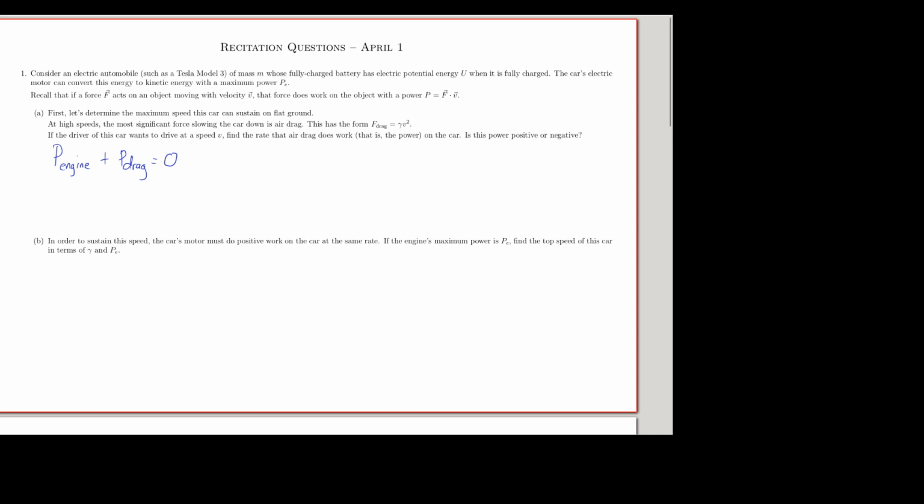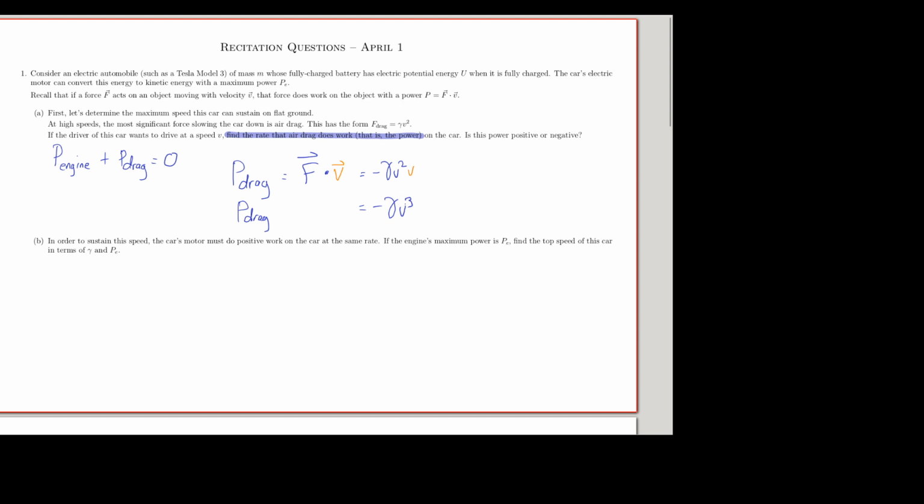So the first thing we're looking at is to find the rate that air drag does work, i.e. the power. So the power from drag is going to be force dot velocity. These are in opposite directions, so this will be negative. So we'll color code this. The force is minus gamma v squared because it's backwards, and the velocity is another v. So the power from drag is just minus gamma v cubed.